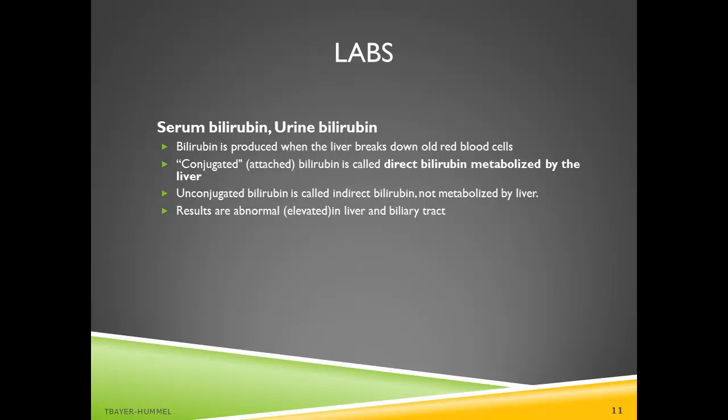jaundice clinically. So the most important thing for you to remember from all of this is that direct bilirubin is elevated in liver disease, reflected by jaundice clinically, and is something we need to look at for the patient in liver failure.